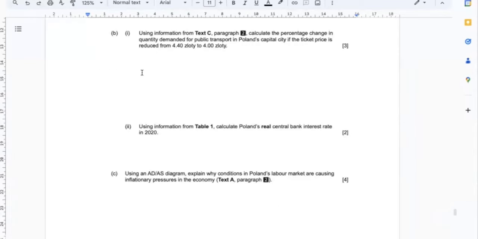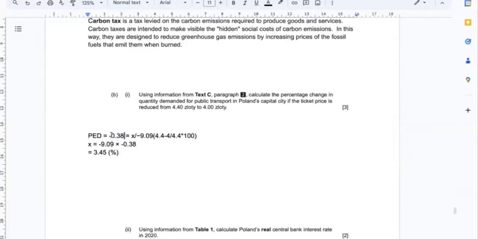Question B1, using information from text C, paragraph 2, calculate the percentage change in quantity demanded for public transport in Poland's capital city if the ticket price is reduced from 4.4 zloty to 4 zloty. I know the PED, but I don't know the percentage change of quantity, but I do know the percentage change of price. So I know the percentage change of price, and then I do the multiplication, and then I get the quantity.